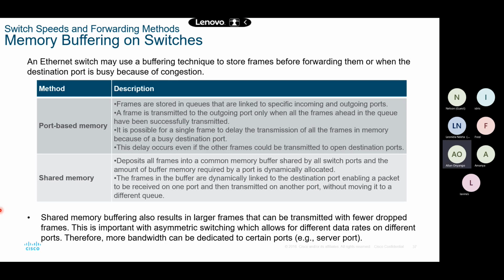Exactly. So the port-based memory is whereby the frames are queued on a particular interface, on a particular port, and then as they're being processed to be forwarded to the next device. That is the port-based memory. The frames are queued on the port. The shared memory is like the hospital with the waiting room, where the frames are stored in a common memory, or a shared memory, and then they are processed and forwarded to the next device.